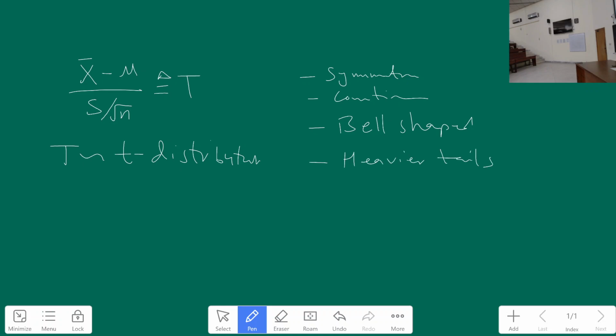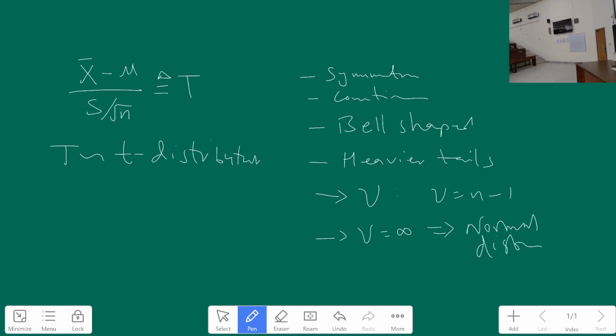I will explain what we mean by heavier tail. It also has a parameter called nu, which is again called the degree of freedom, and for this particular case nu is n minus 1. So the shape of this distribution also changes based on your sample size. Okay, nu equals n minus 1, and if nu equals infinity, then this distribution approaches Gaussian or normal distribution.